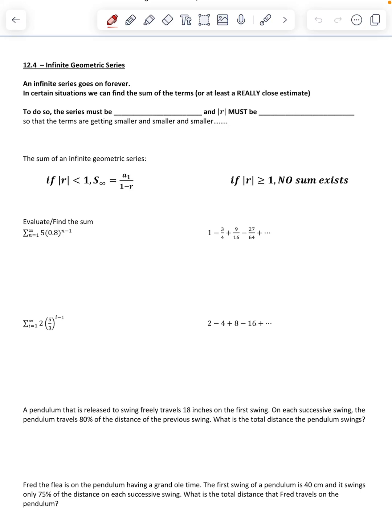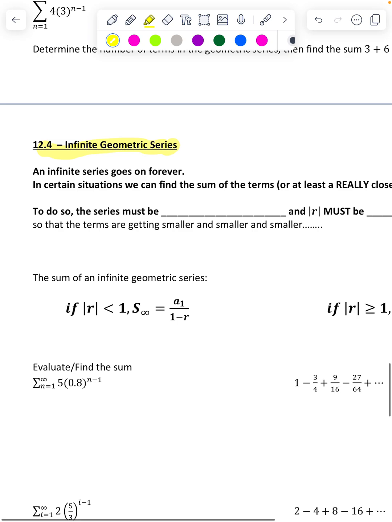Hey guys, we are going to take a look at 12.4 and talk about infinite geometric series. So keep in mind that a series means we are going to be adding them up. There are three check boxes, three conditions you have to meet in order to do what we're doing today.